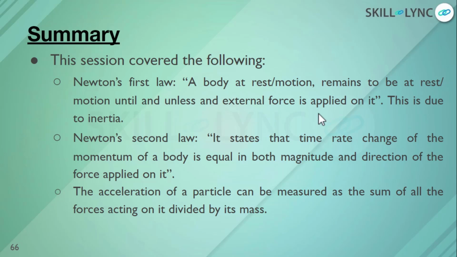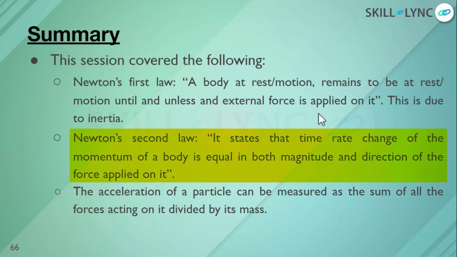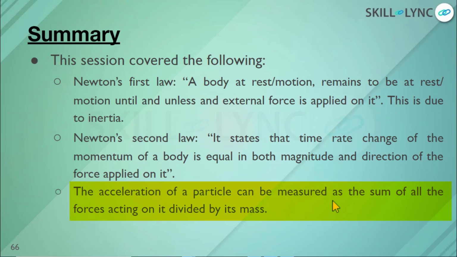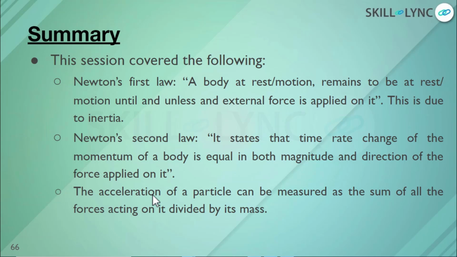The second key point we have learned today is Newton's second law of motion. Newton's second law of motion states that the rate of change of momentum of a body is equal in both magnitude and direction to the force applied on it. By deriving the second law, we have found that force is equal to the product of mass and acceleration, where mass is the mass of the object and acceleration is the acceleration achieved by the object. Thus, the acceleration of a particle can be measured as the sum of forces acting on it divided by its mass. Previously, we termed it as F equals m a. Now for finding acceleration particularly, we have simplified it to a equals F upon m.